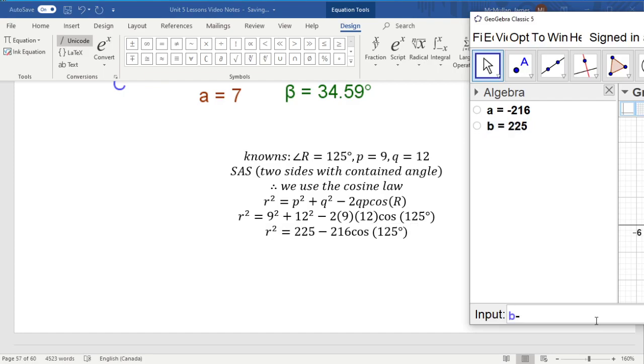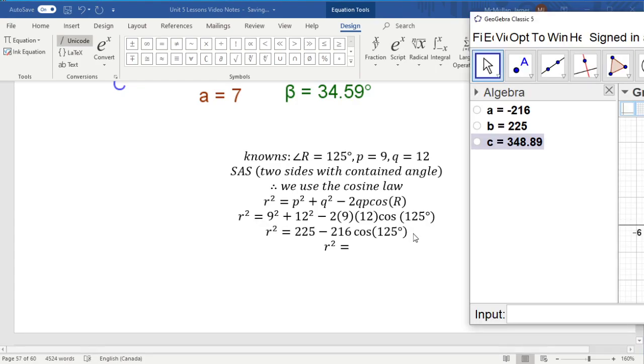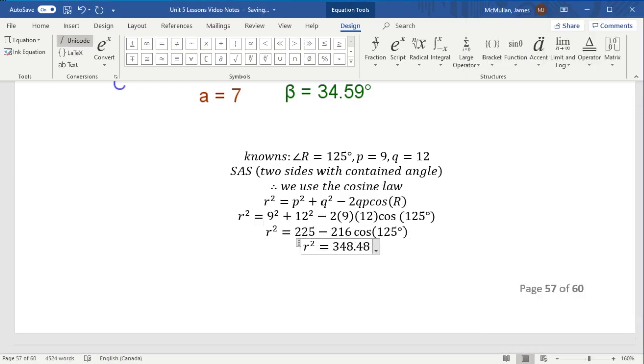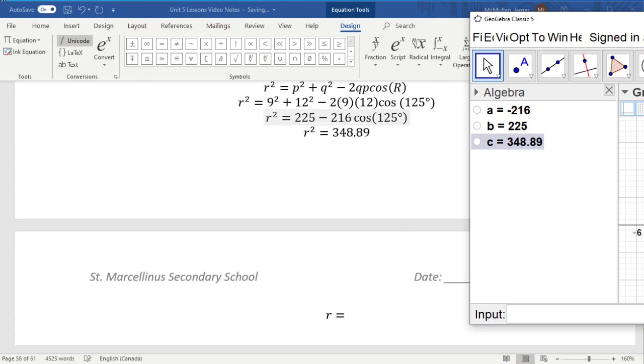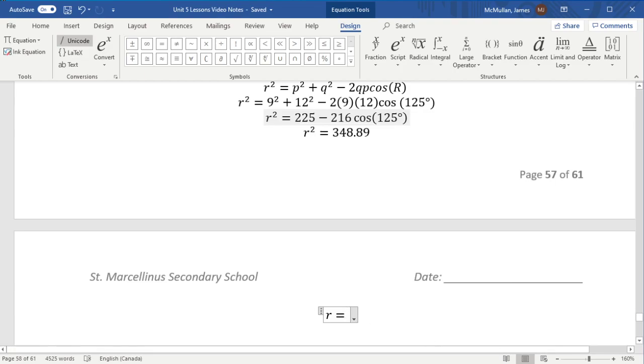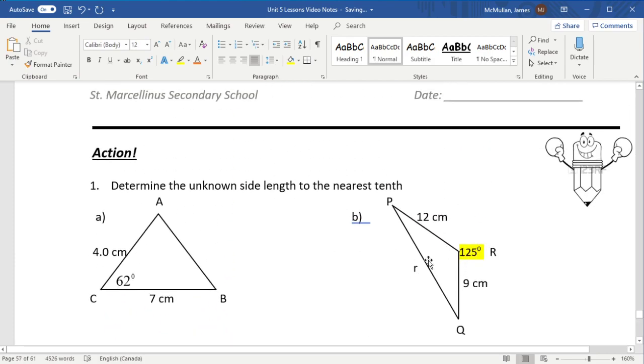So I think what I'm getting here is R squared is equal to 348.89, which makes R something like 17. No, sorry, 19. So square root, 18.68. Okay, and that's what I'm saying should be the side that is across from the 125-degree angle.